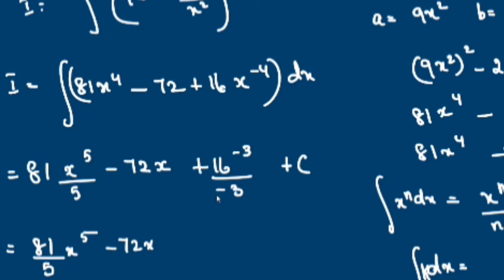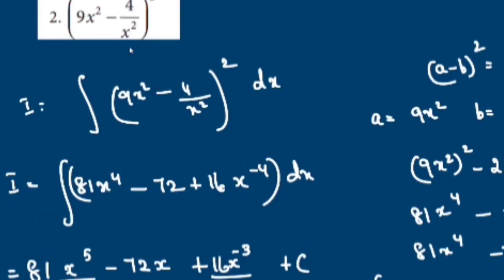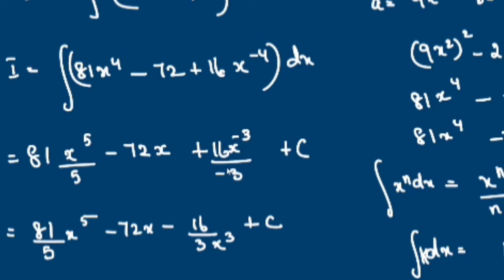This minus, usually in the standard form, you will not keep the minus in the denominator. So take it up here. This becomes minus 16 by 3 x power minus 3. Here, 16 x power minus 4 plus 1 is x power minus 3 by minus 3. So this minus, take it to the numerator. So 16, this x power minus 3, this minus 3 you can bring it down, plus c. Because in the question this x square is in the denominator, so we can bring it down, or you can keep it there itself.